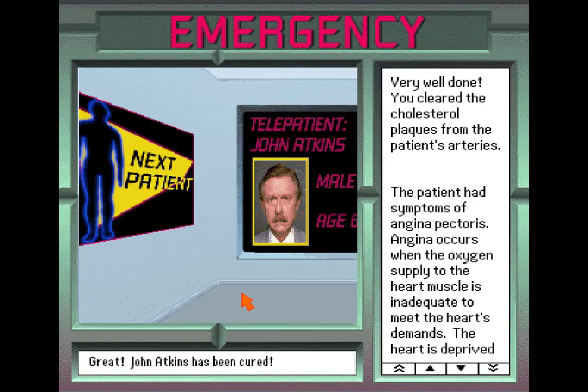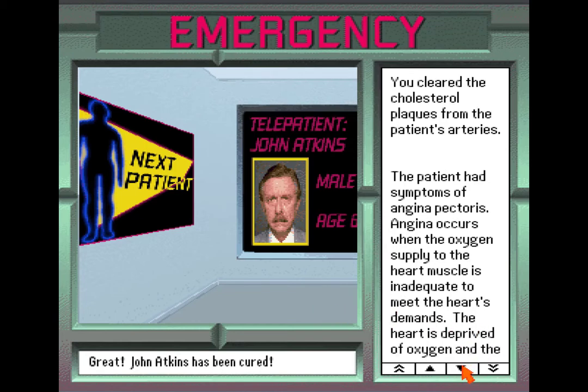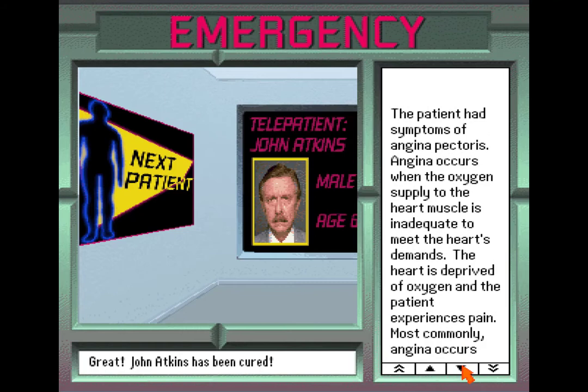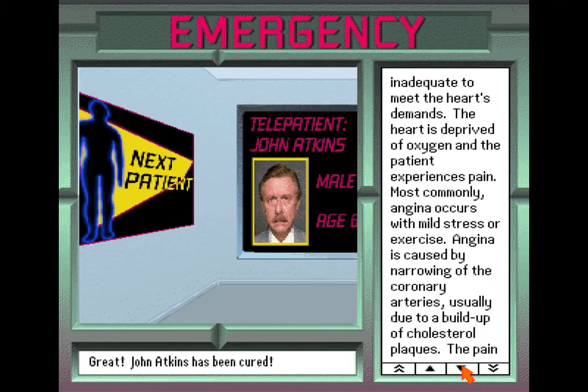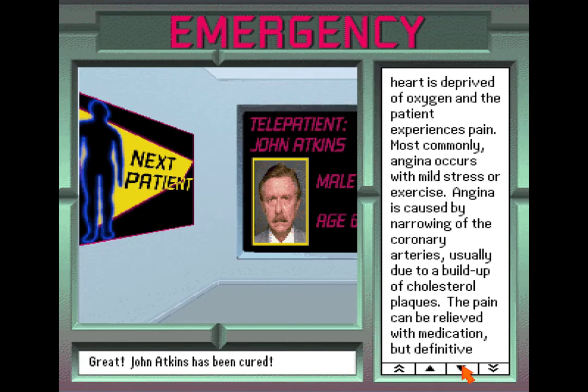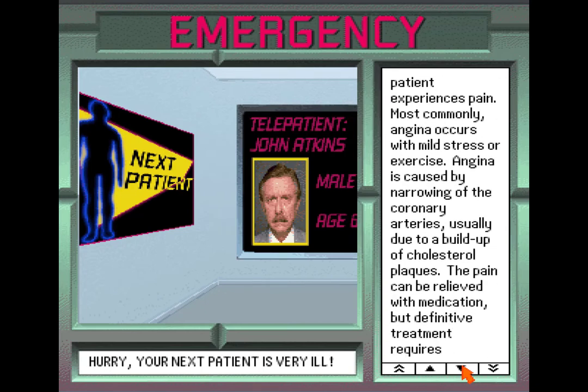Very well done. You cleared the cholesterol plaques from the patient's arteries. The patient had symptoms of angina pectoris. Angina occurs when the oxygen supply to the heart muscle is inadequate to meet the heart's demands. The heart is deprived of oxygen and the patient experiences pain. Most commonly, angina occurs with mild stress or exercise. Angina is caused by narrowing of the coronary arteries, usually due to a buildup of cholesterol plaques.